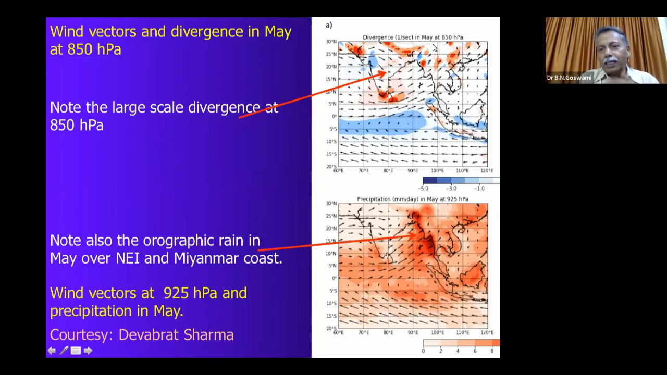So at 850 millibar, the winds in May are southwesterly in the eastern part, and they bring moisture to the northeast and produce rain here. But there is no rain in this region because there is a lot of large scale divergence in this region, and because of that divergence, winds are also from the north, and that does not allow the convection to take place. And only when the onset takes place, this changes.